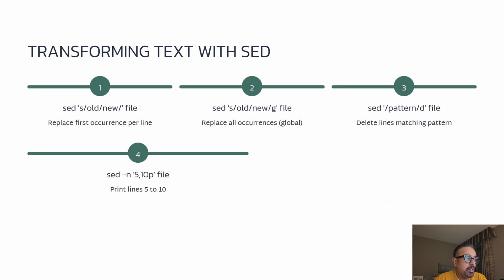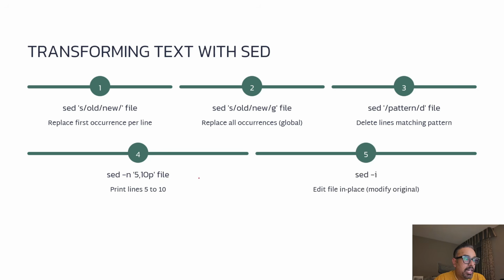Then sed -n '5,10p' and the file name. It is going to print the lines of that specific file only from line number 5 to 10. In this way, you are getting specific data based on specific line numbers. Now, the -n parameter suppresses automatic output, and the p command prints the specified range, letting you extract specific sections of the file.